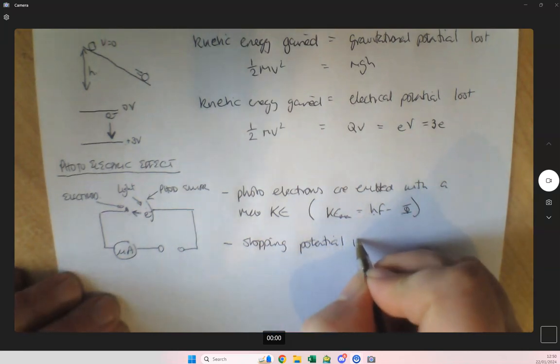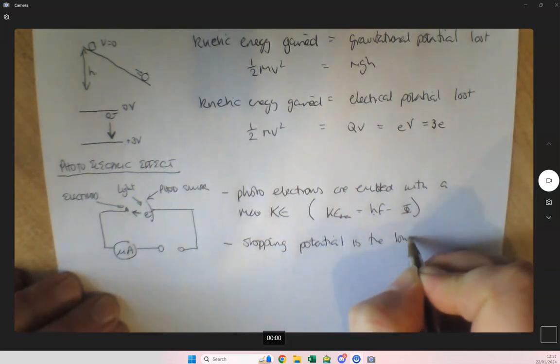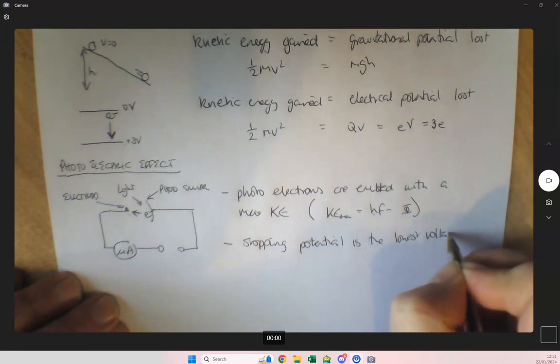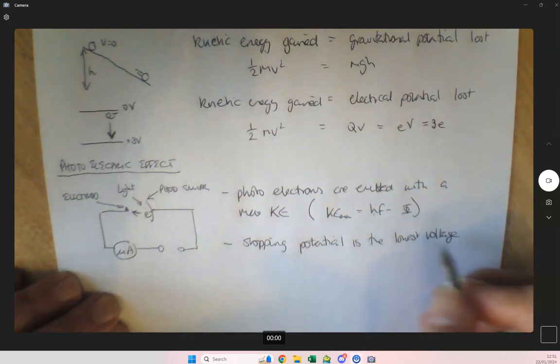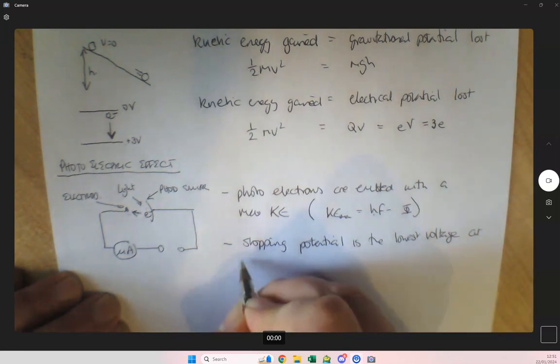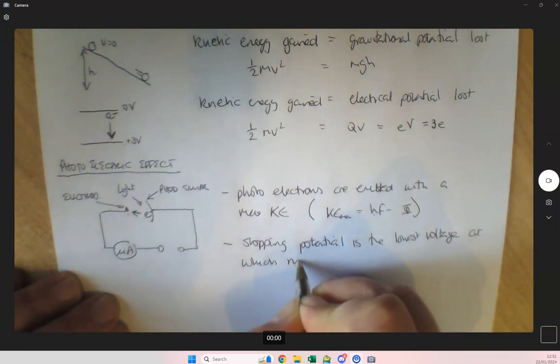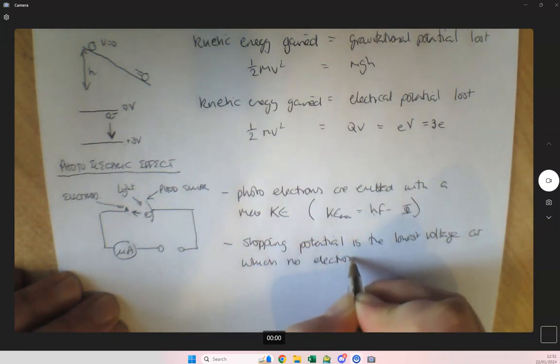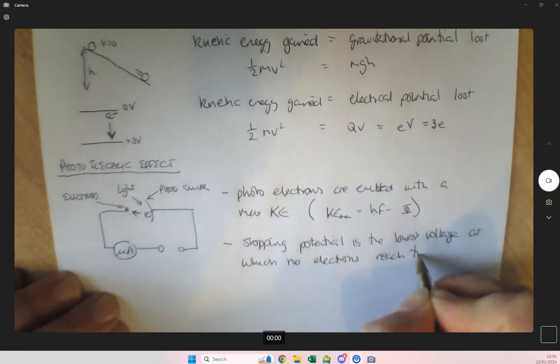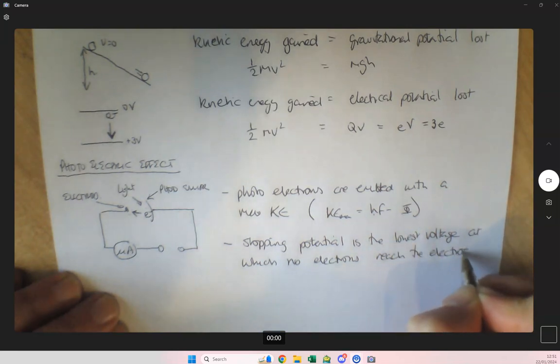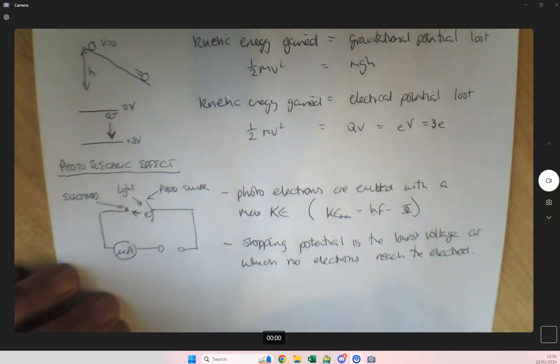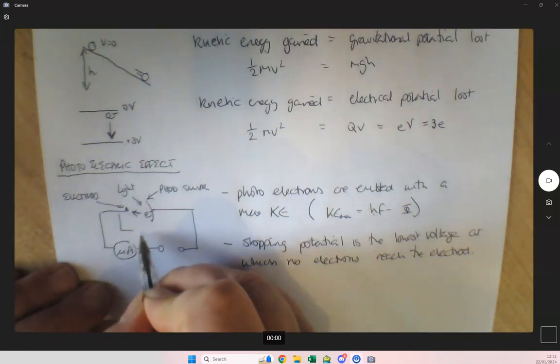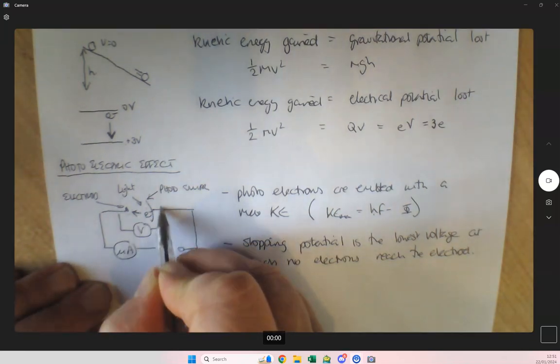Is the lowest voltage at which no electrons reach the electrode. So what I'll do is I'll just put a voltmeter across here so I can measure it.